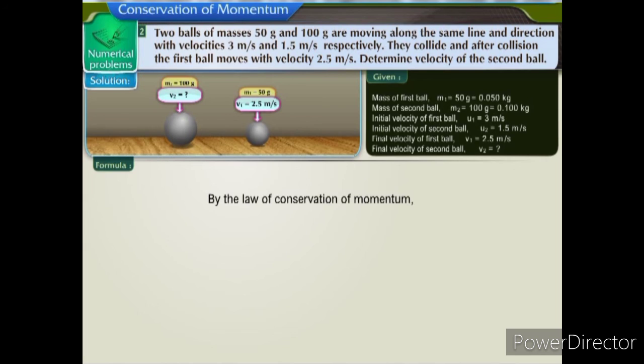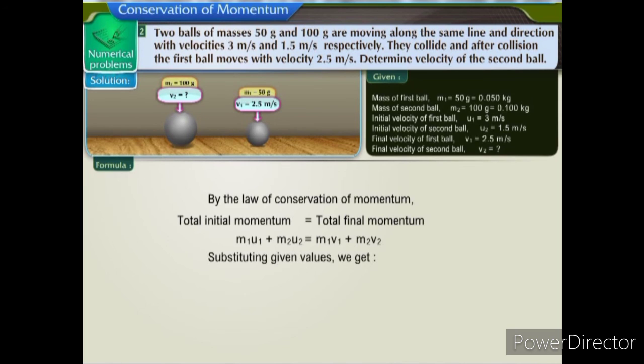By the law of conservation of momentum, the total initial momentum is equal to the total final momentum. m1u1 plus m2u2 is equal to m1v1 plus m2v2. Substituting the values given, 0.050 into 3 plus 0.100 multiplied by 1.5 equals 0.050 into 2.5 plus 0.100 into v2.